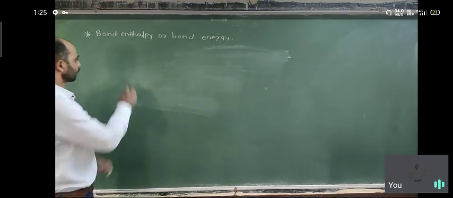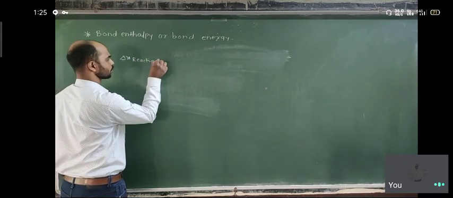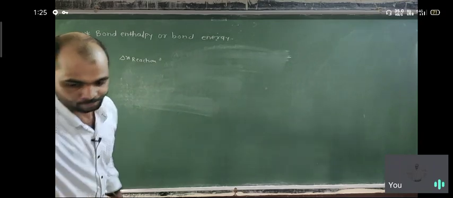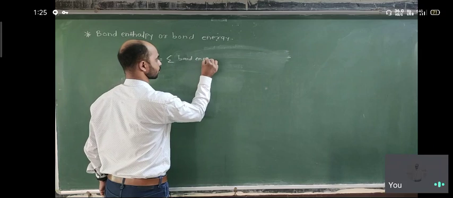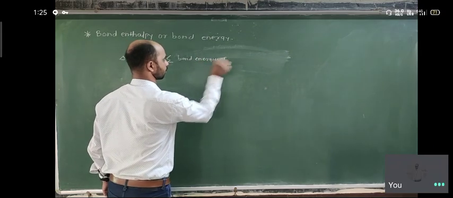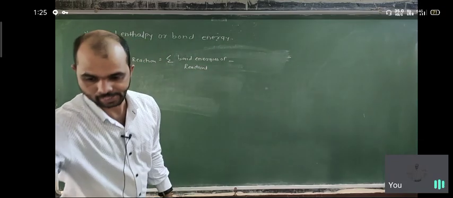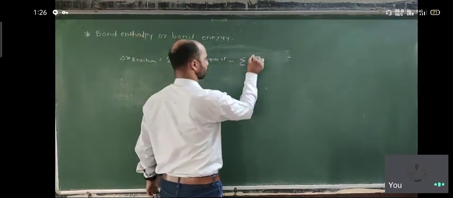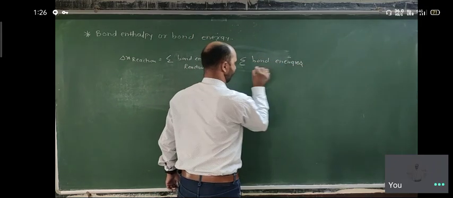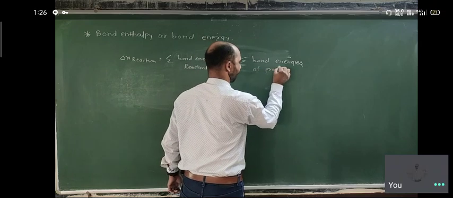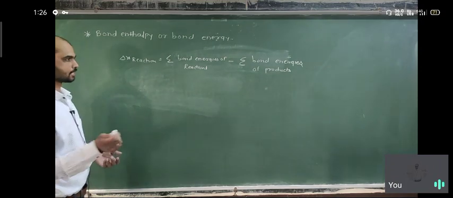So for that, delta H is the heat of reaction. We simply calculate it using the formula: summation of bond energies of reactants minus summation of bond energies of products. Suppose we consider examples based on this in the next point.